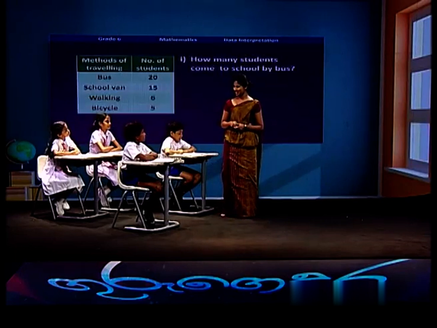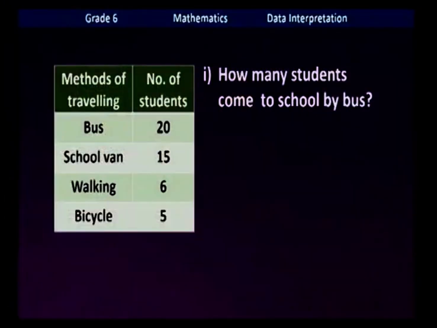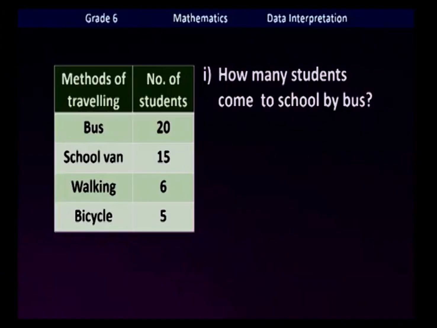We'll see a question here. How many students come to school by bus? By using this table, you can take the answer very well. Then, Nesika, tell me what is the answer for this question. 20 students. Very good. 20 students come to school by bus.